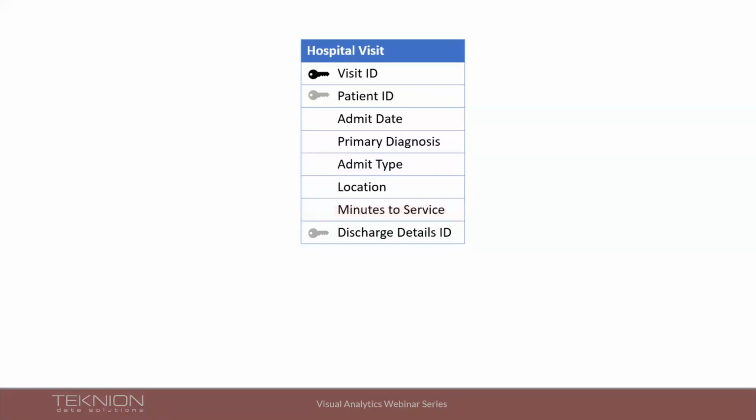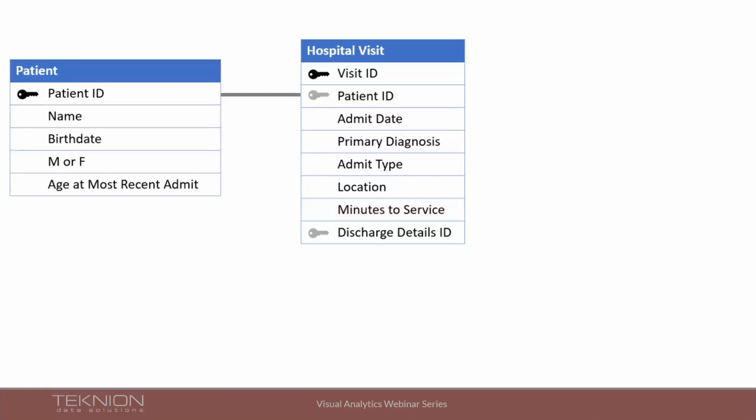Patient ID then points to another table called patient, which we would kind of expect. But this table consists of all kinds of patients. We get their name, their birth date, male or female, and age at the most recent admit. So how old were they when they were admitted to the hospital? Something we could probably calculate from the birth date, but that's kind of nice just to have it there.